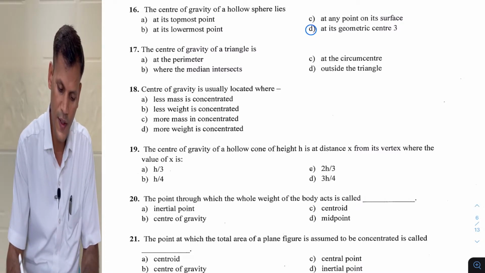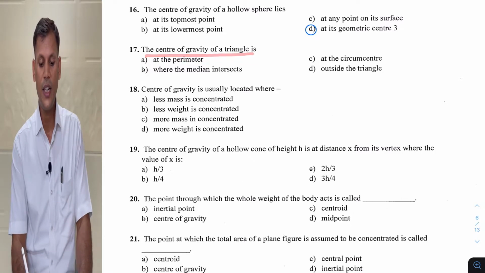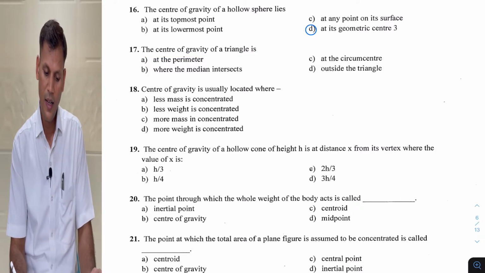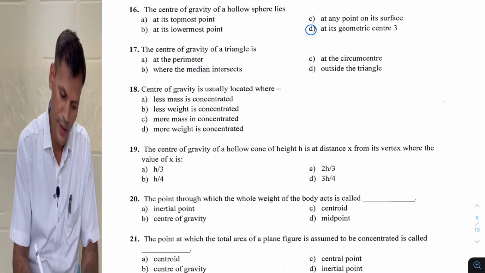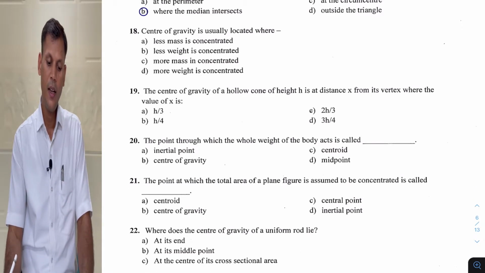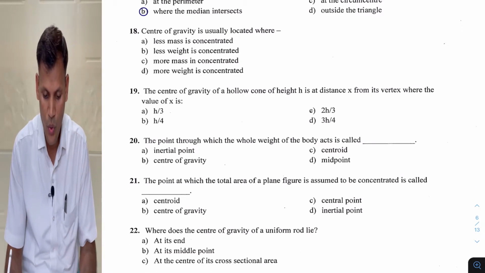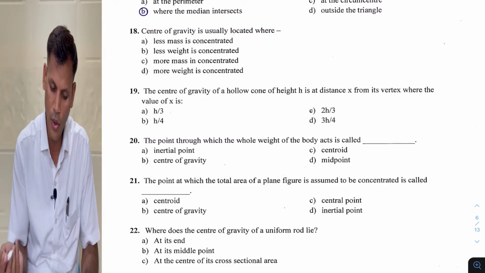Next question is question number 17. The center of gravity of a triangle is where its medians intersect. At that point the center of gravity is there. Now question number 18. The center of gravity is usually located where?